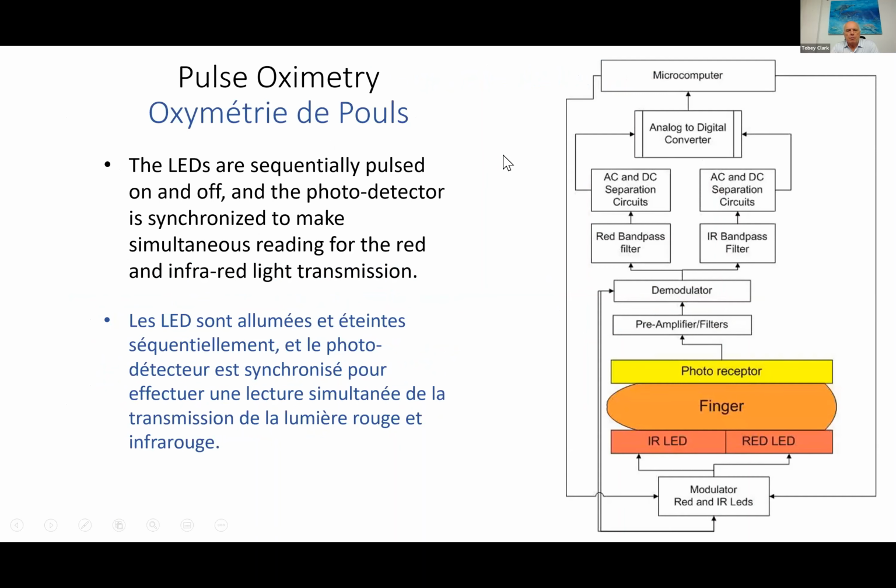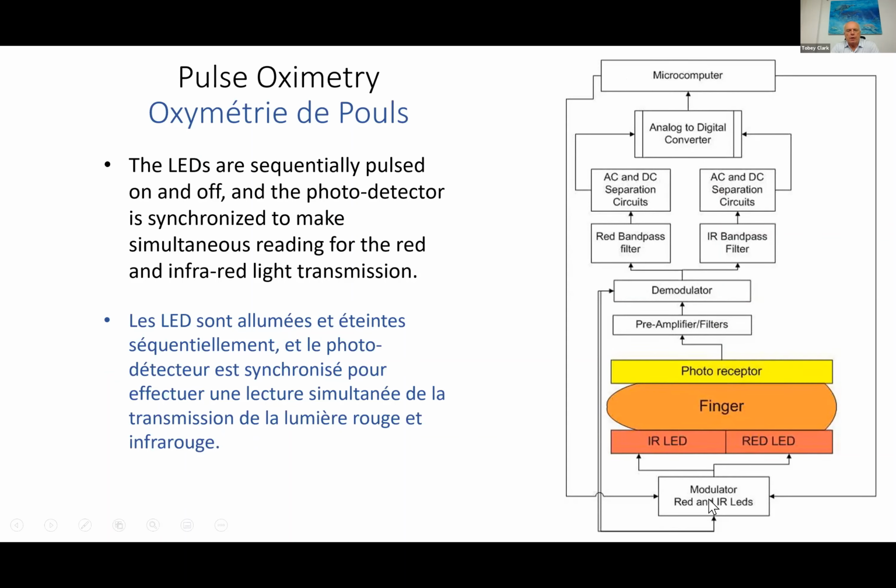So to look at basically the block diagram of a pulse oximeter, again, apologize that it's in English. We have our infrared and red light emitting diodes on one side of the finger. On the other side of the finger, we have our photoreceptor.